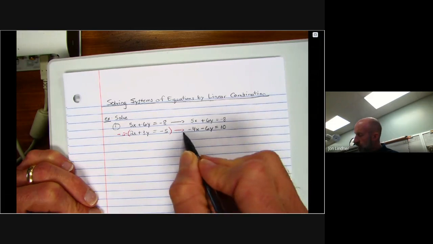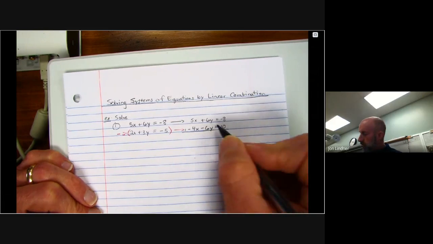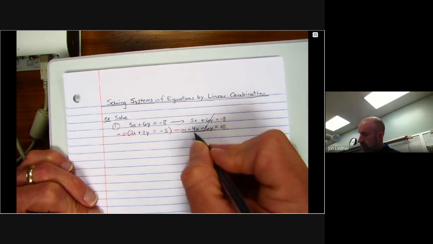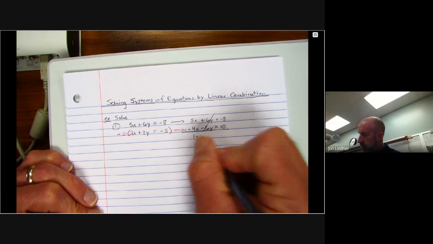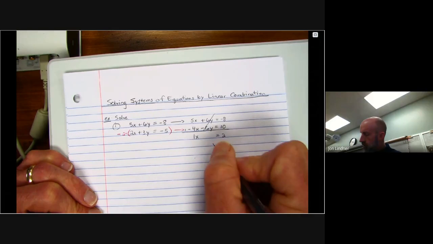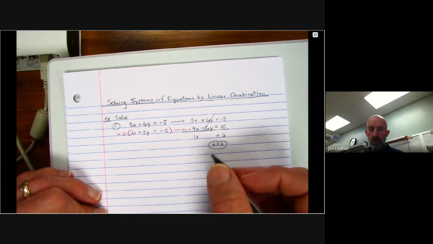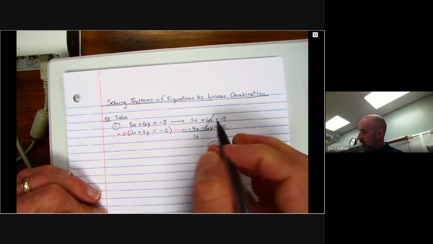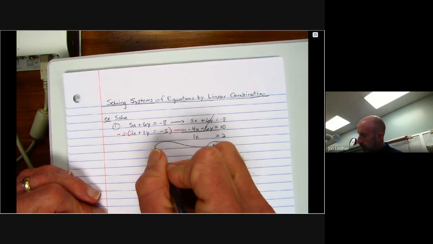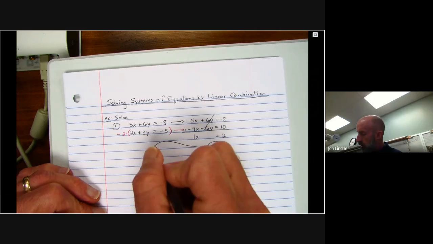And if I add these two equations, we eliminate a variable. The y terms disappear. 5x plus -4x is 1x. -8 plus 10 is 2. So x equals 2. That's the x coordinate of my solution, but remember, I need an x and a y. So I need to plug this x back into one of the original equations. I'll use the top one.